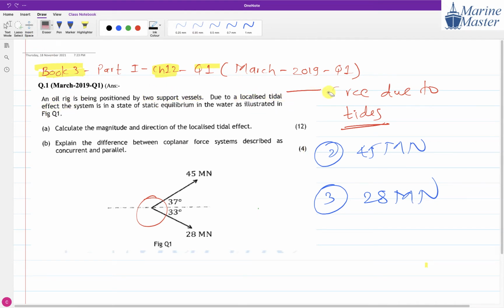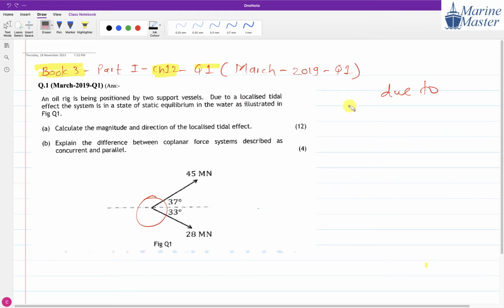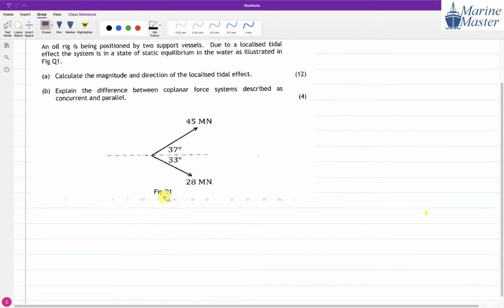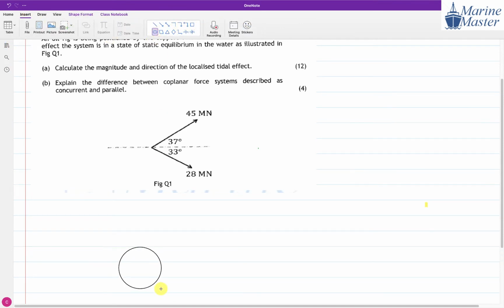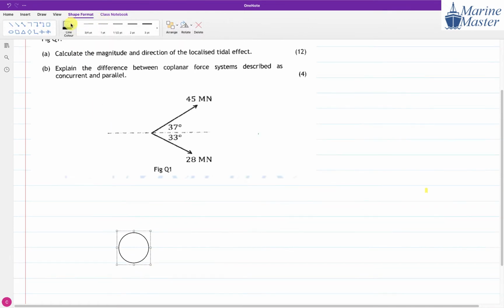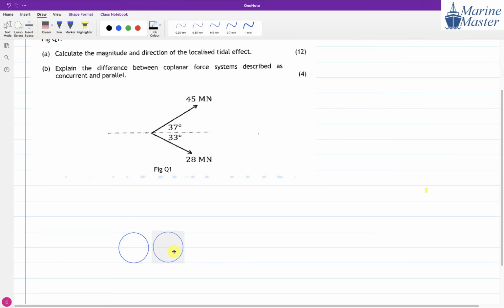So now, what is going to happen? Try to see the things here carefully. It is a very simple discussion, not that difficult. First of all, we will draw a simple oil rig. Just imagine that this is our oil rig.